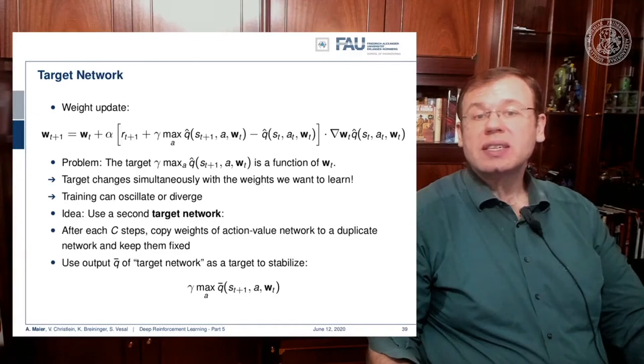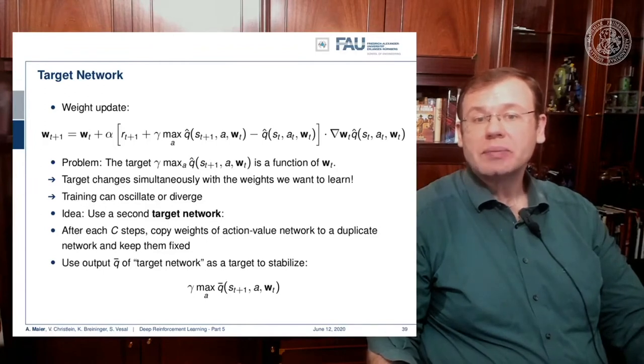So they introduce a second target network, and after C steps, they generate this by copying the weights of the action value network to a duplicate network and keep them fixed. So you use the output Q bar of the target network as a target to stabilize the previous maximization. So you don't use Q hat, the function that you're trying to learn, but you use the Q bar, which is the kind of fixed version that you use for a couple of iterations.